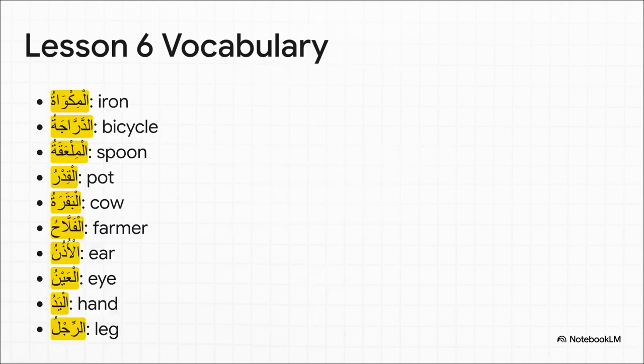Awesome job. And to wrap things up, here's the new vocabulary for Lesson 6. And you can actually see the rules we just talked about right here in this list. Look at all those words for everyday objects that end in ta marbuta. And then at the bottom, there they are, our paired body parts, all treated as feminine.